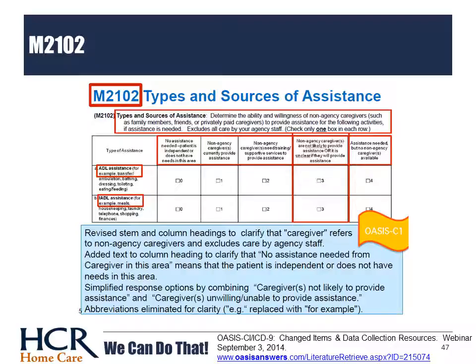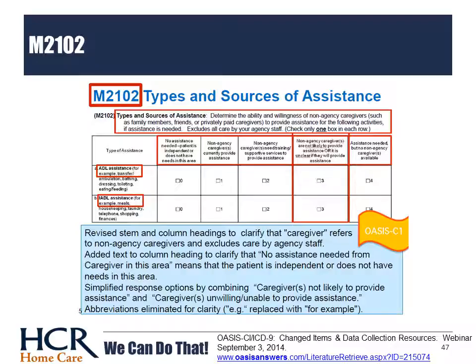So let's look at ADLs. For ADLs, your options are going to be either no assistance needed, patient is independent or does not have a need in this area, so your patient does not have any need for ADL assistance, or non-agency caregivers, and again, this item now specifies that we are talking about non-agency caregivers. So those non-agency caregivers currently provide assistance. Or in column 3, you can see non-agency caregivers need training or supportive services to provide assistance.